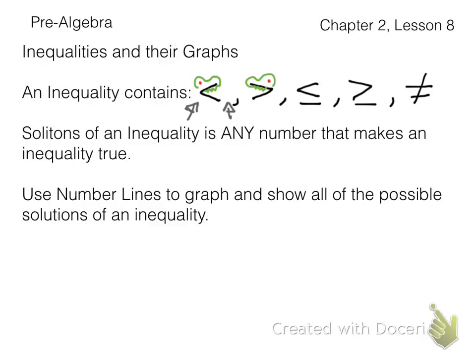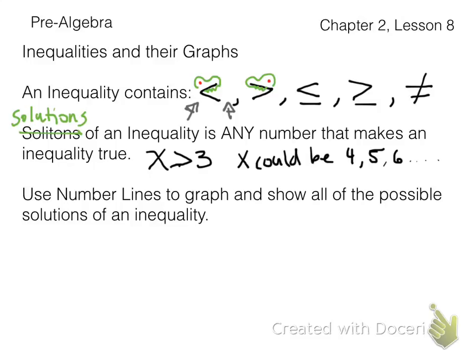Okay, this is supposed to say solutions. Solutions of an inequality is any number that makes the inequality true. So if I have x is greater than 3, x can be any number that is greater than 3. It can be 4, 5, 6, 7, 8, 9, 10, 11, 12, whatever.